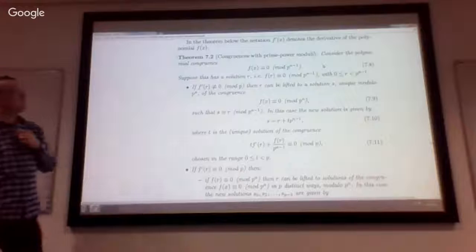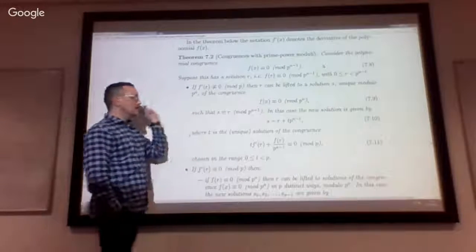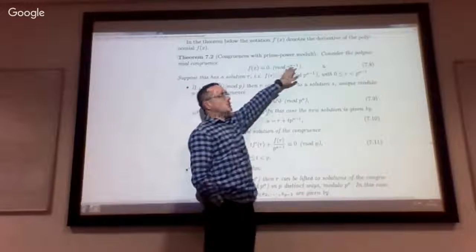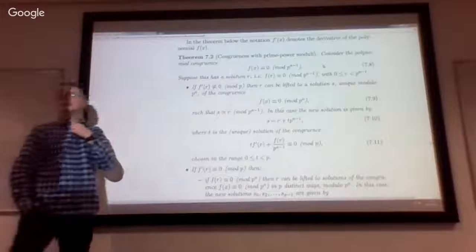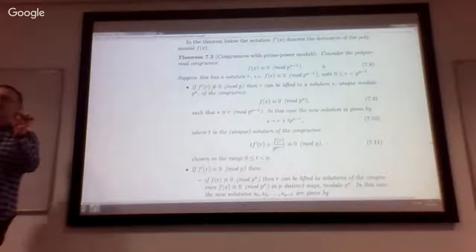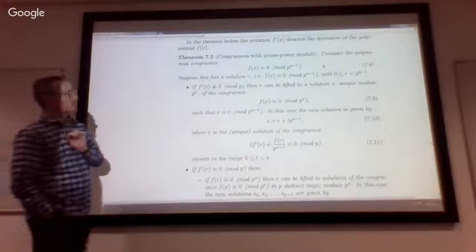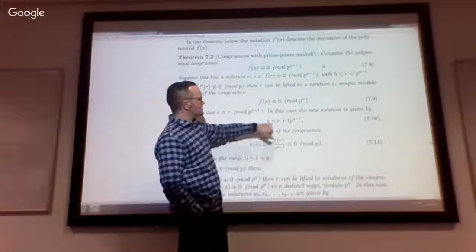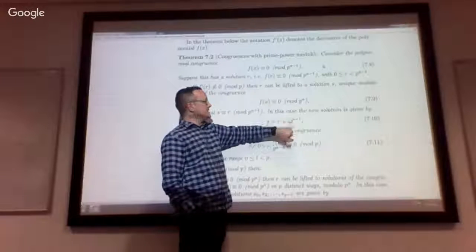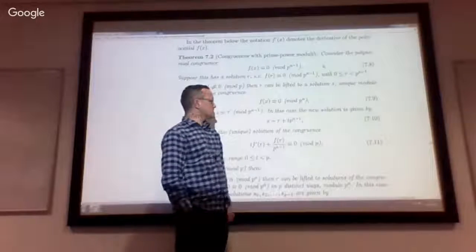When it isn't congruent to 0, then the theorem says that our solution R lifts to a unique solution to the polynomial modulo p to the a. Okay? So your solution R at the level p to the a minus 1 lifts uniquely to a single solution at the level p to the a. And the new solution S is given by this expression here. It's built out of R, t times p to the a minus 1. So p to the a minus 1 is the current modulus you're at.